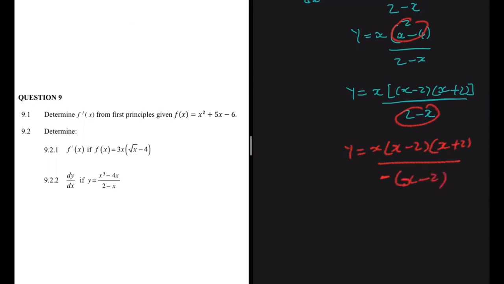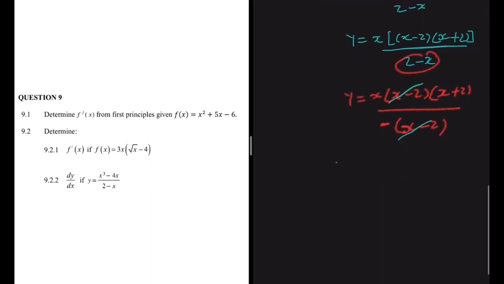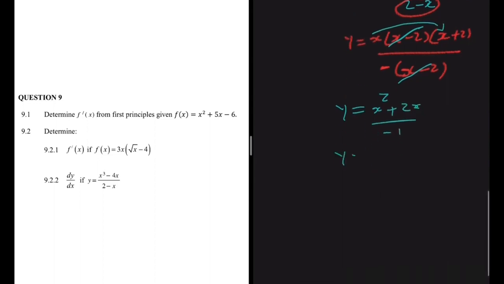So now you should be able to see that x minus 2 and x minus 2 cancel out. So now we're going to be left with y is equal to x multiplied by x, that will be x squared, right? This and this here. And then there we're going to have plus 2x, and then we're dividing by minus 1. So y should be equal to minus x squared minus 2x, right?